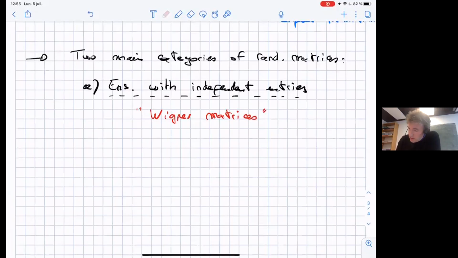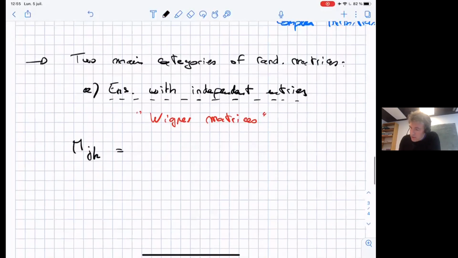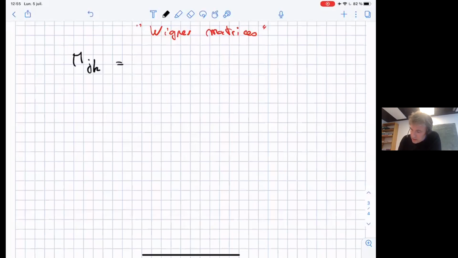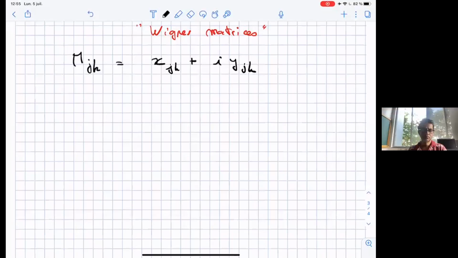So what do we have in mind here? Well, in this case, the thing is relatively simple. You have your matrix elements, M_jk. So again, they might be complex or real. And I will just denote by x and y the real and imaginary parts. So x_jk and y_jk are both real, of course.